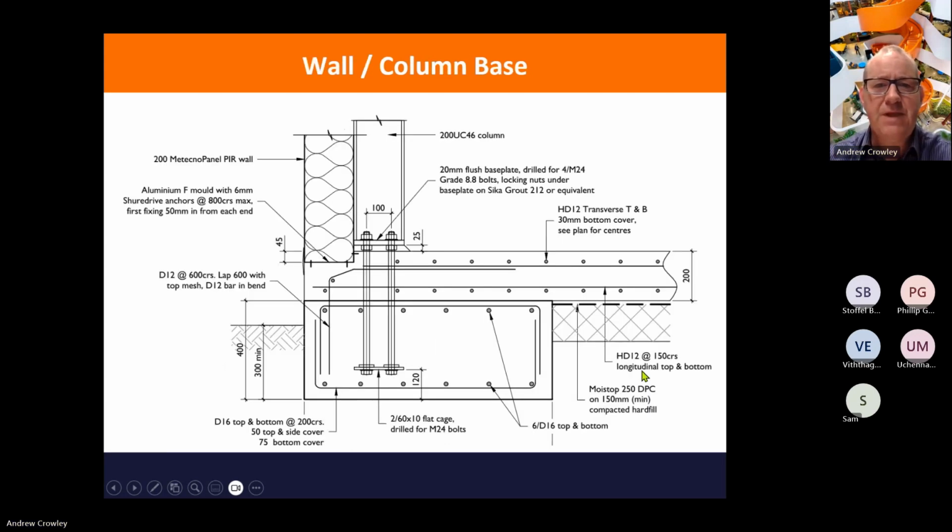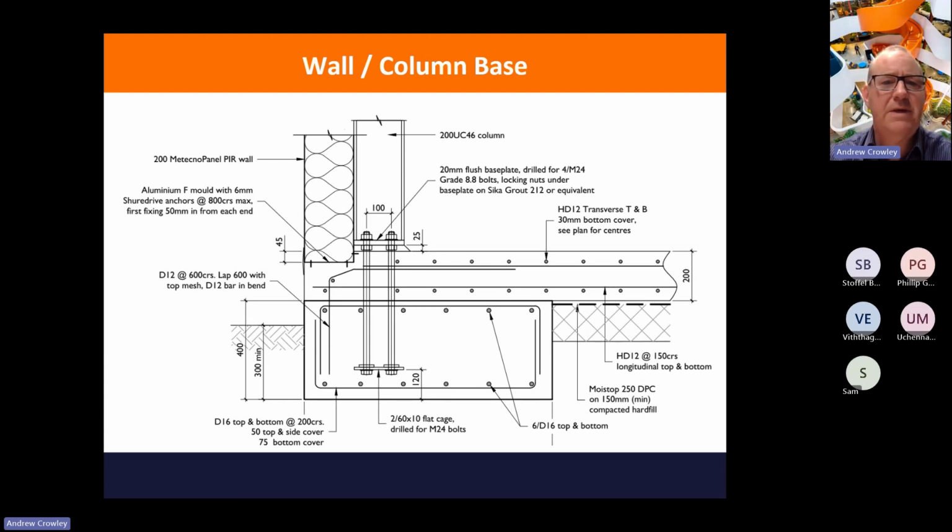Here is a typical detail of the base and of the wall and the column. So it's a typical steel frame structure with a pad foundation. The only difference is the cladding. In this case, it's an insulated panel and how we fix it. So at the bottom, we put an aluminium channel and we can rivet the techno panel to that channel and screw that channel down into the concrete.